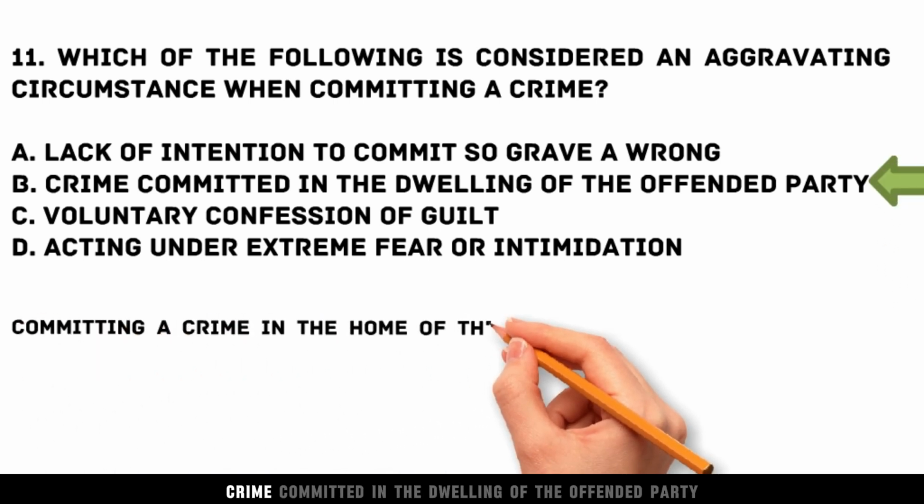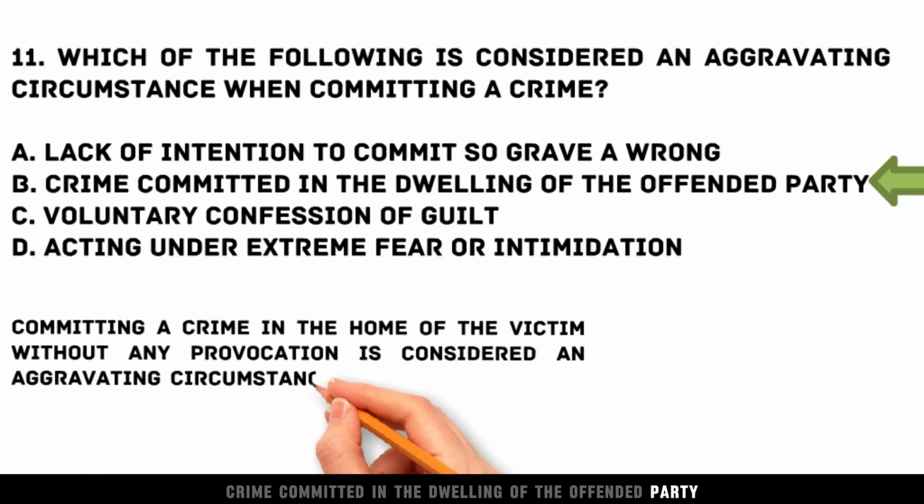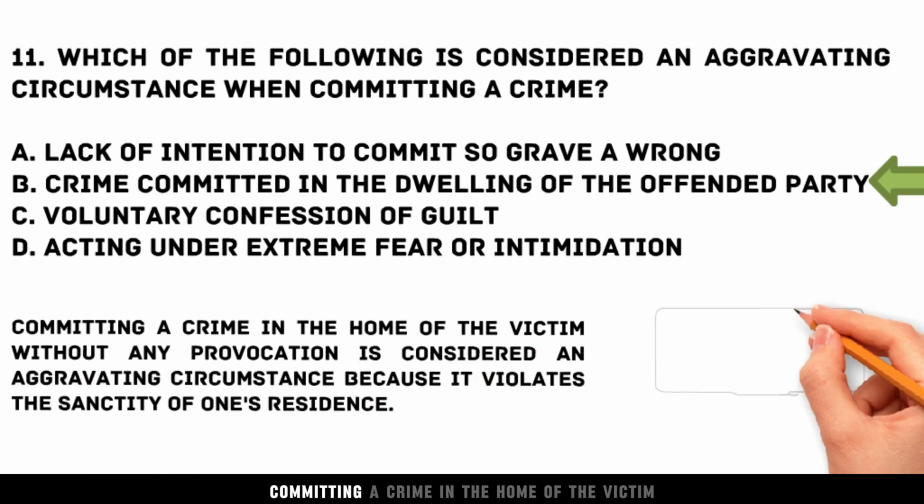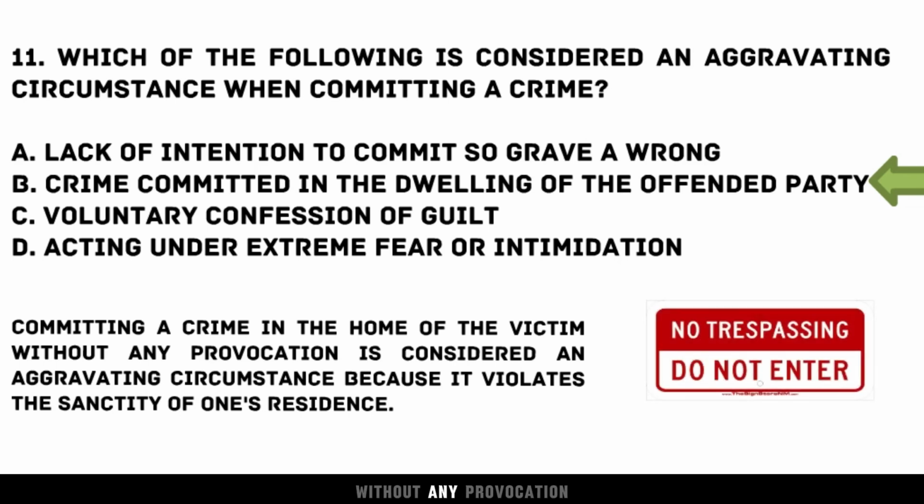Answer: B. Crime committed in the dwelling of the offended party. Explanation: committing a crime in the home of the victim without any provocation is considered an aggravating circumstance because it violates the sanctity of one's residence.